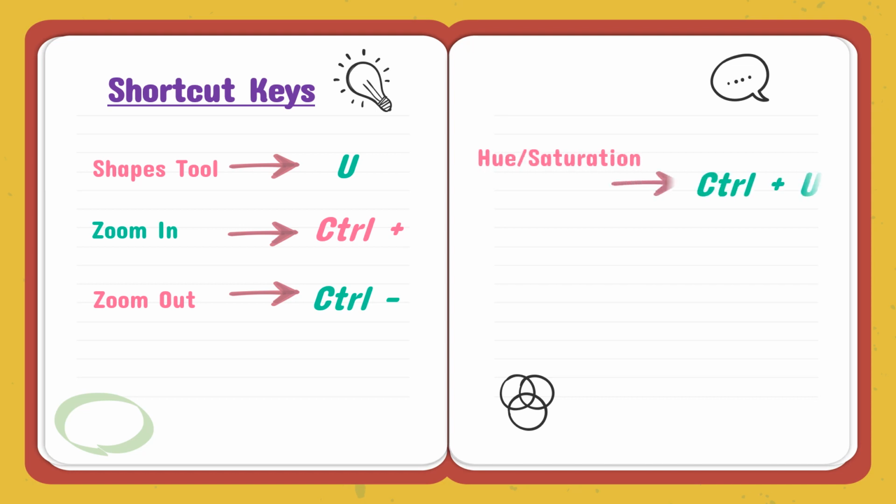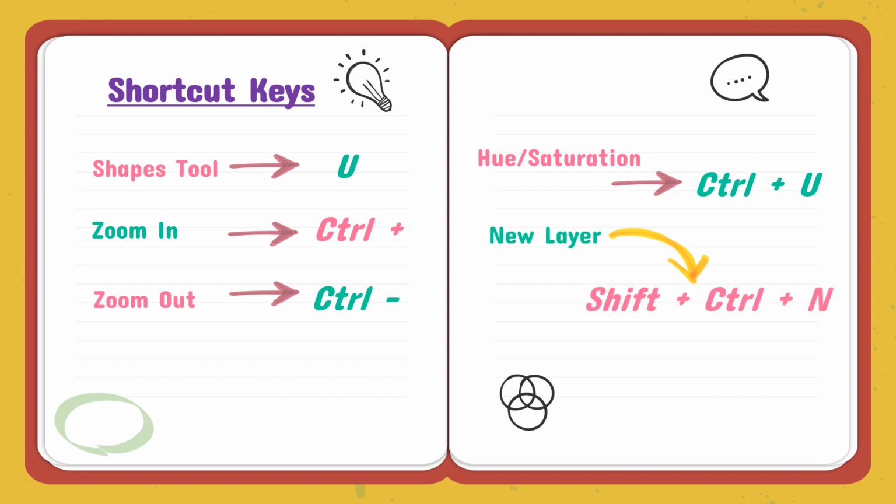Hue and saturation dialog box. If you want to open the hue and saturation dialog box, one option is through the menu bar. The shortcut key to that is Ctrl plus U. If you press Ctrl plus U, it will open the hue and saturation dialog box.